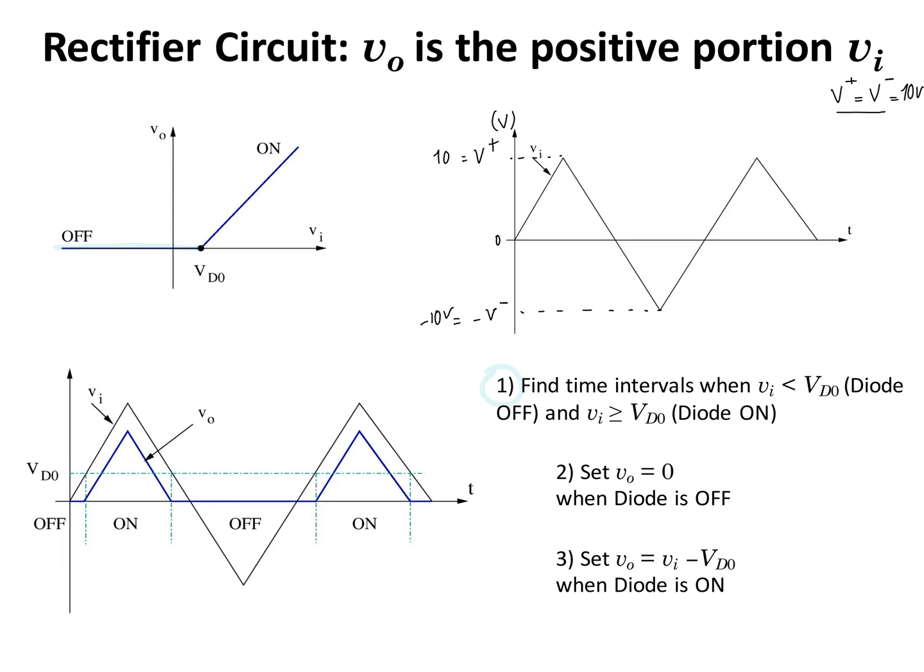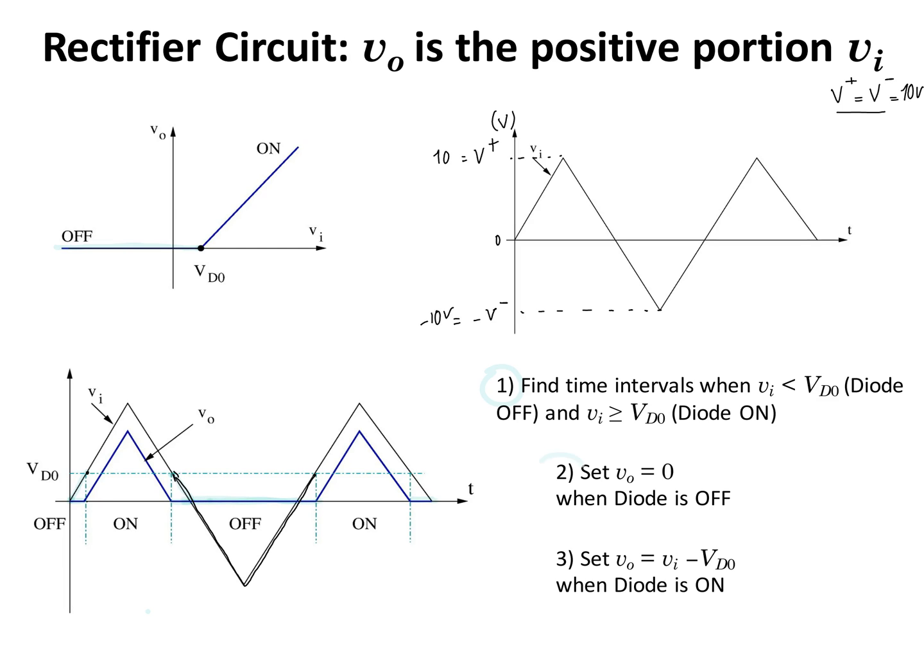So I need to find out the times for which Vi is less than 0.7. For example, it's a silicon diode with VD naught equal to 0.7 volts. So for all these time values, the output is going to be equal to 0 for this time interval. So for Vi between 0 and VD naught, the output is going to be equal to 0. And the same goes here. At this time point, the value of Vi reduces below VD naught, so Vout is going to be equal to 0. For all these time points, Vi is less than VD naught, so Vout is going to be equal to 0, and the same goes for this portion.